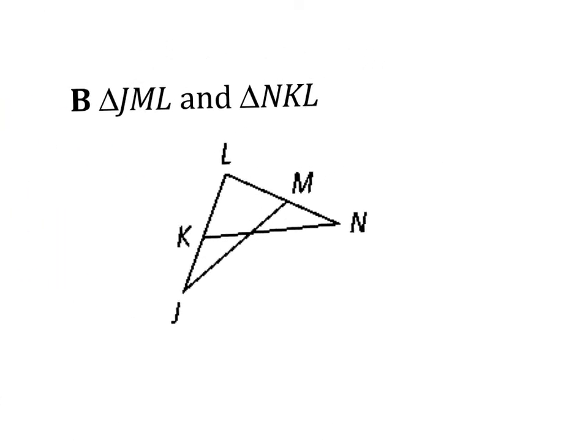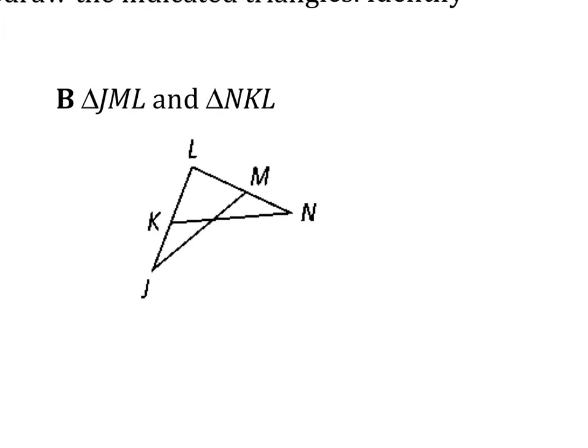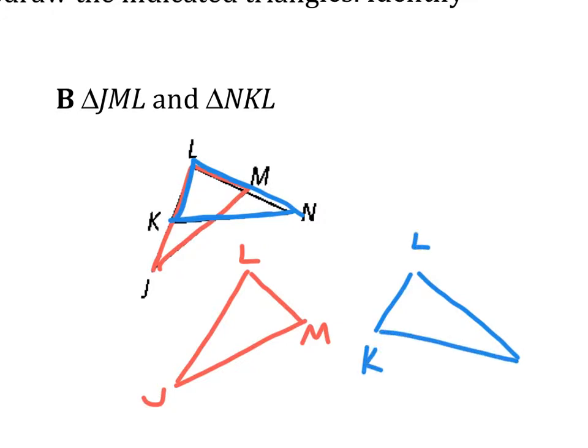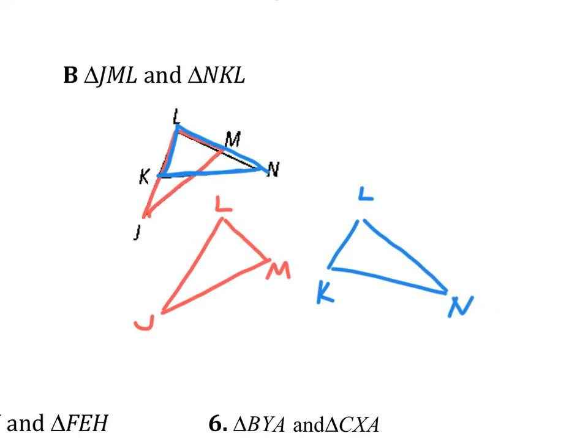Now let's look at the next one here for JML. So where's JML? JML is that one. So when I do the sketch, it's going to look something like this. JML. And now NKL is that one there. So something like that. K is here, L is here, and N is here. But what do the 2 share here? Angle L. Angle L right here.